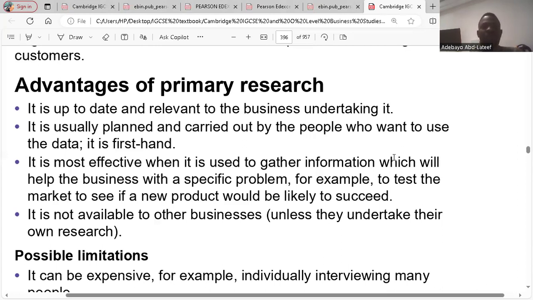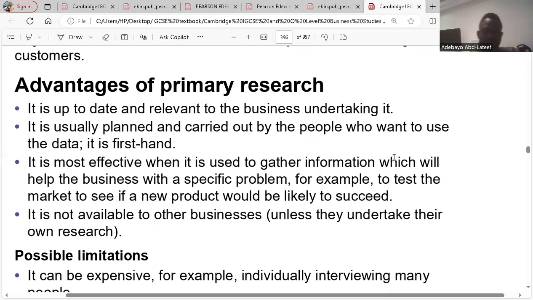Number two, it is usually planned and carried out by the people who want to use the data. It is first hand. So primary market research is basically carried out by those who need the information. You wouldn't have carried on the research if you didn't need the information. Because you need the information, that's why you're carrying it out. So that's an advantage.